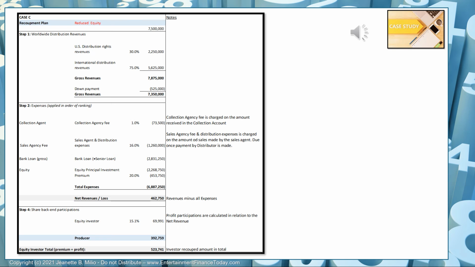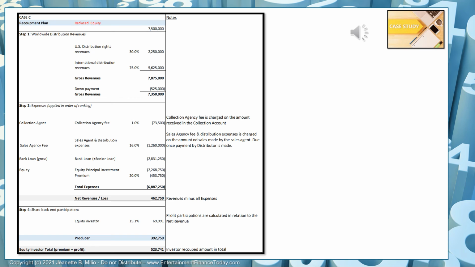Because we received $7,350,000 in our collection account, 1% of that charged by the collection agent would therefore be $73,500. Next in line is our sales agent, and they're charging us a sales agency fee of 15% plus a distribution expense of 1%, totaling 16%.